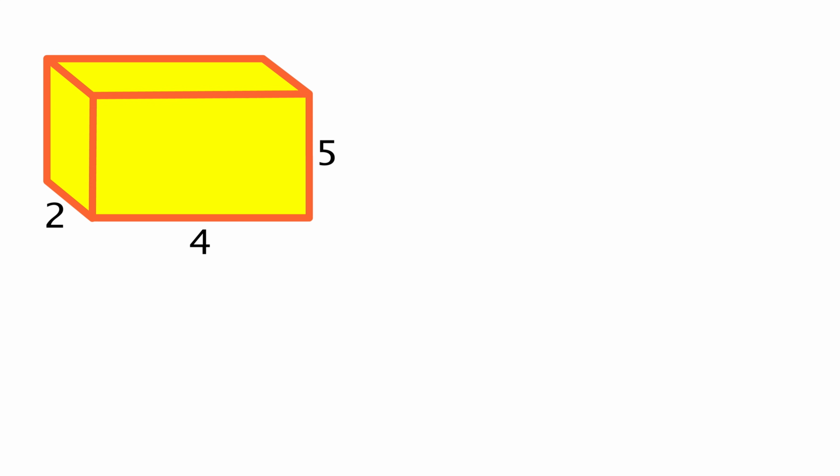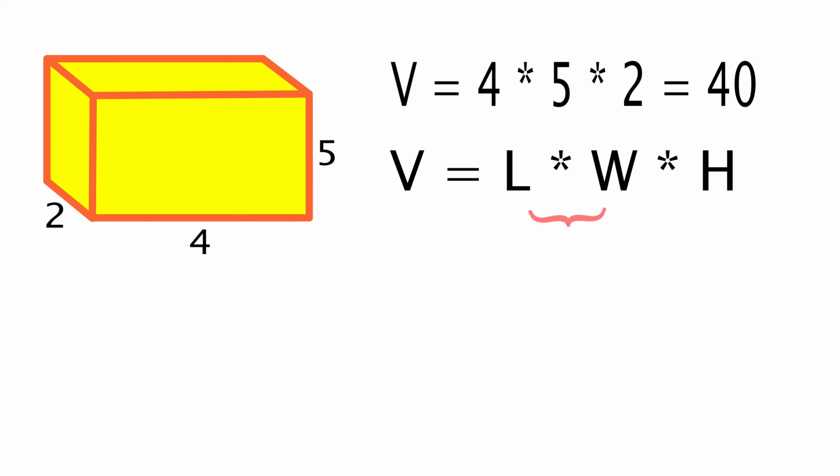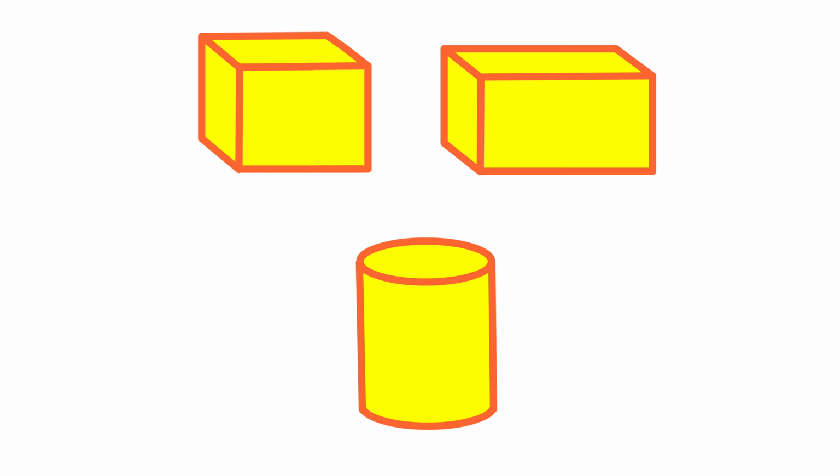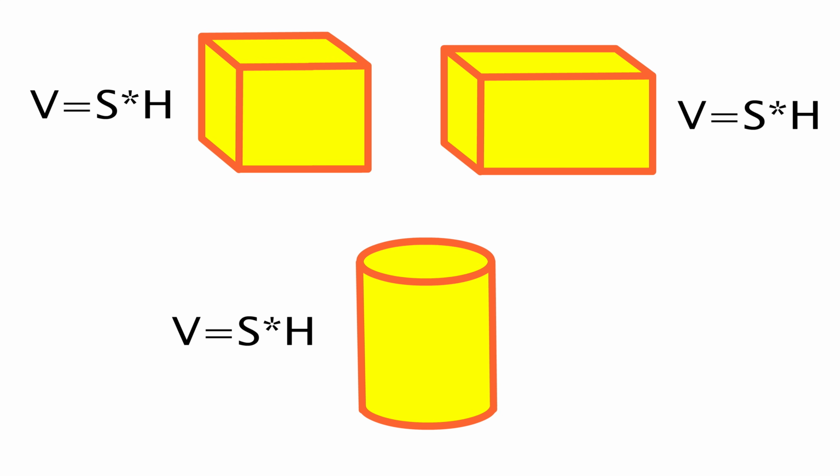First, let's calculate the volume of the rectangular prism. So length times width times height is 40. We know that length times width equals area. Therefore, volume is defined as the area of the given shape multiplied by the height. This definition of volume applies to all shapes.